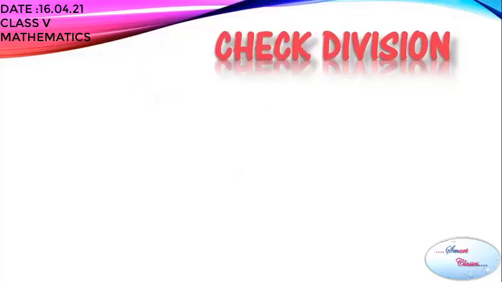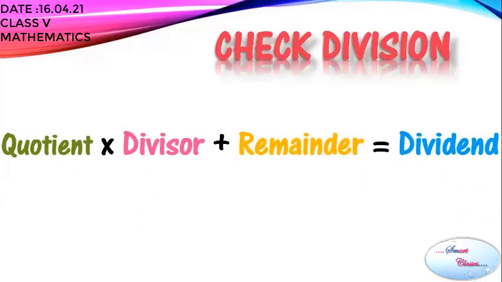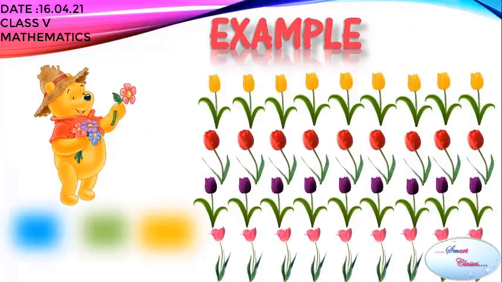After doing the division, if we want to check whether whatever we have done is correct or not, there is a formula: quotient multiplied by divisor plus remainder is equal to dividend. When we multiply the quotient with the divisor and add the remainder to it, it will come exactly the same as the dividend. If both of these things are exactly the same, it proves that our division is correct.